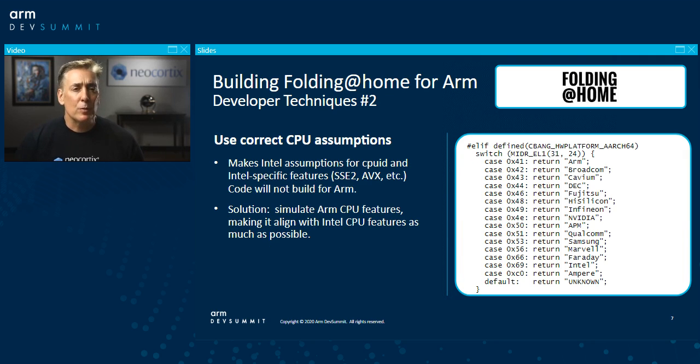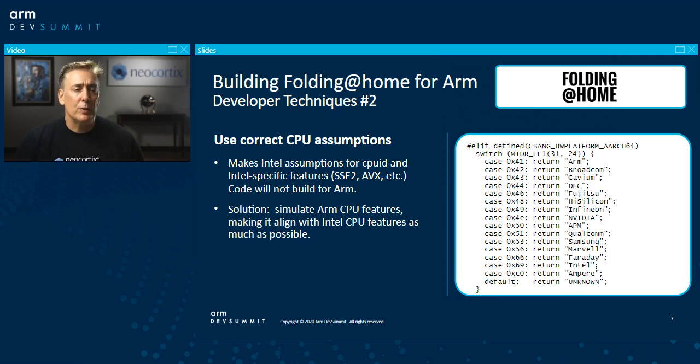Okay, the next solution from Dimitri was that it was necessary to use correct CPU assumptions. Inside the code, there are a number of Intel-specific assumptions for the CPU ID and Intel-specific features like SSE2 and AVX. Because those Intel assumptions were being made about what kind of processor we were running on, the code wouldn't build for ARM, where the CPU capabilities are completely different.